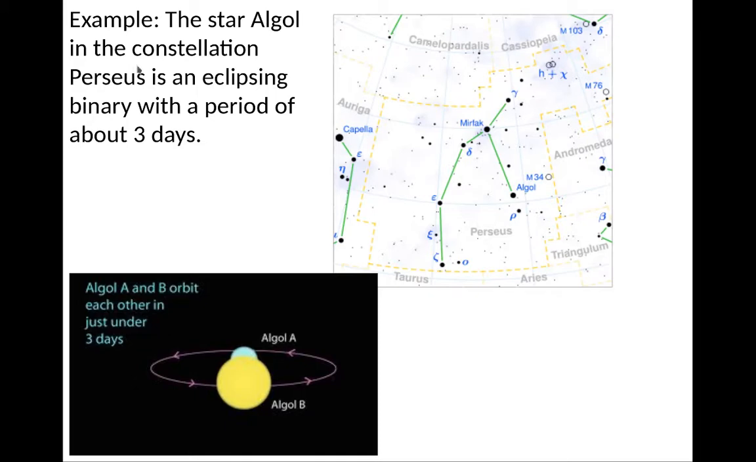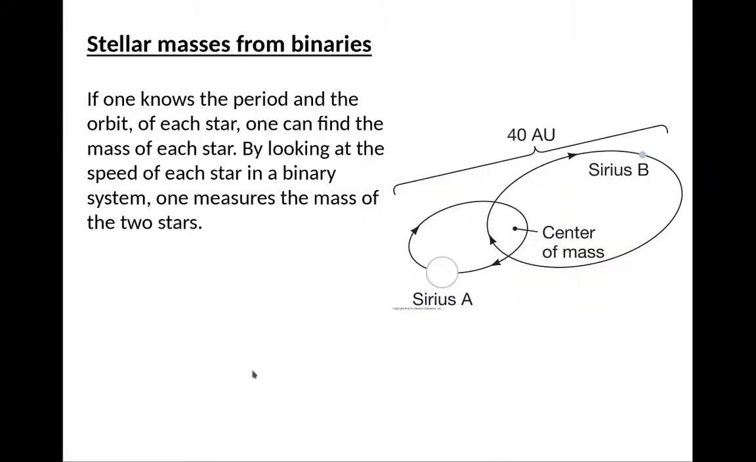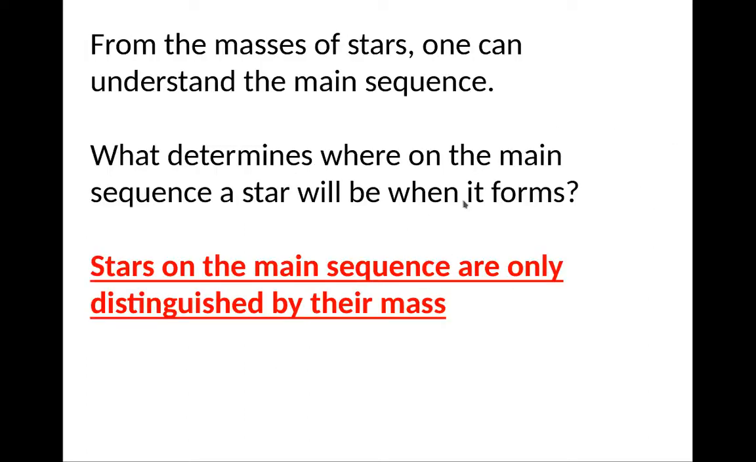The star Algol in the constellation Perseus is eclipsing with a period of 3 days or so. So over a period of 3 days, it changes its brightness. With precise measurements of its brightness, you could tell that it's an eclipsing binary. And from this, if you look at the period and the orbit of each star, you can figure out the mass. By looking at the speed of each star in the binary system, measured spectroscopically by looking at the Doppler shifts, and then measuring the period of each star, you can tell how quickly they're orbiting each other and the distances between the stars. And from that you could deduce the mass of the stars.